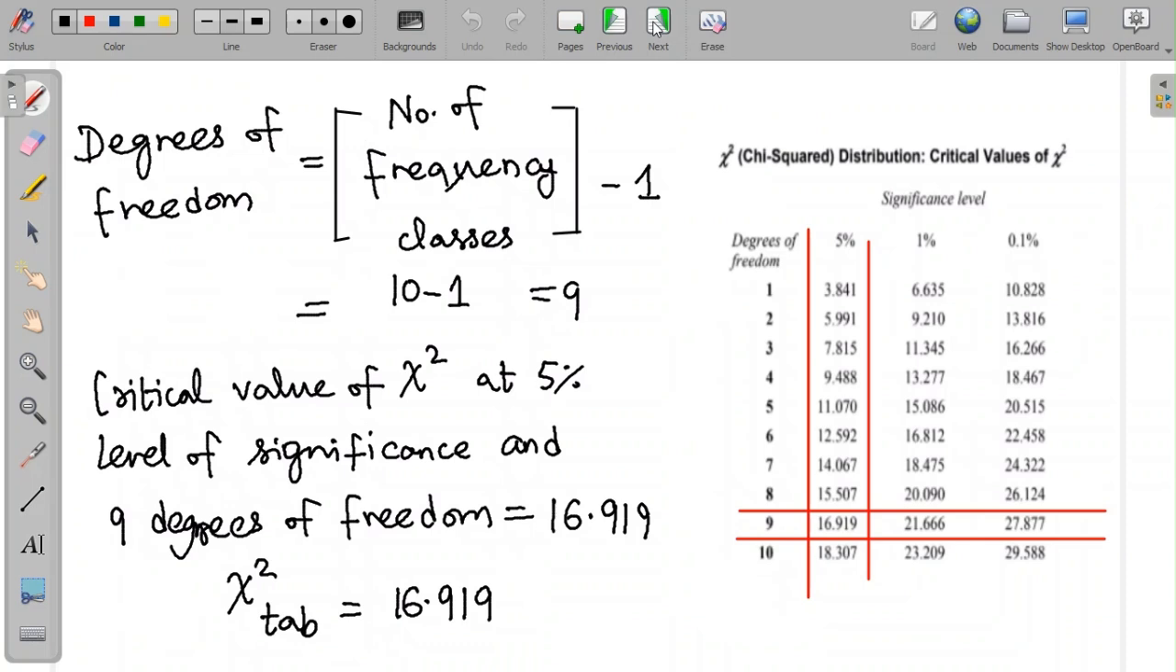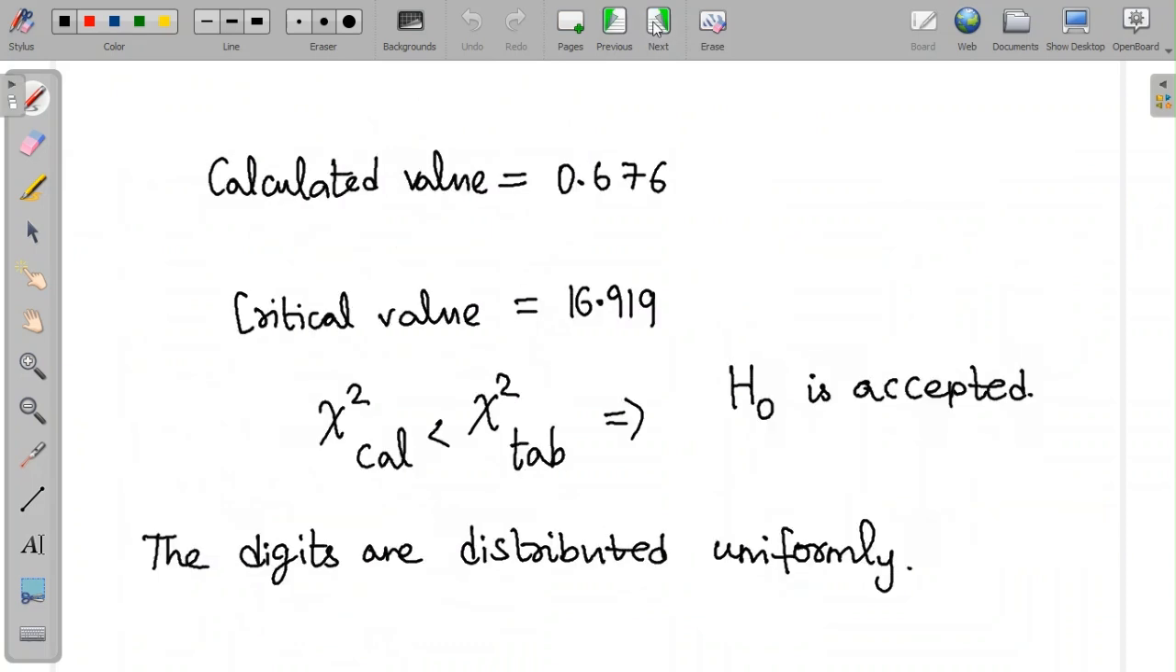So we have the calculated value at 0.676 and the critical value at 16.919. Comparing the two, we see that the calculated value is less than the critical value, therefore it falls in the confidence interval, and that is enough evidence to show that H naught must be accepted.